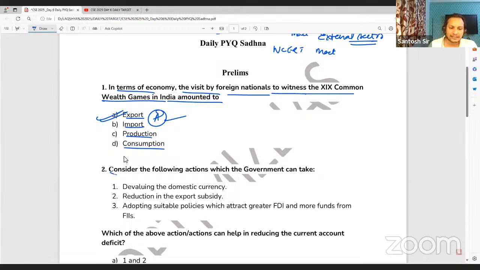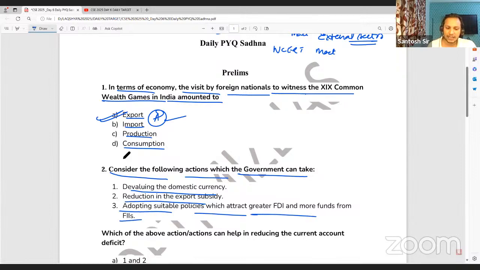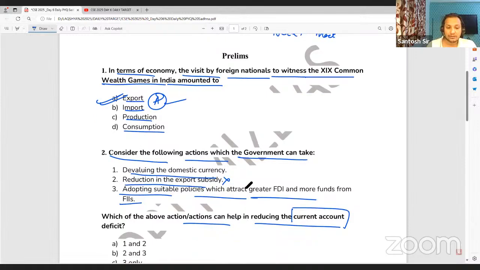Next, consider the following actions which the government can take: devaluing of domestic currency, reducing export subsidy, adopting suitable policies to attract FDI and FII. Which of the above actions will help in reducing the current account deficit? When we reduce export subsidy, what is going to happen? Our exports will become less competitive and will decline, so the current account deficit will increase. So 2 will not be the option.